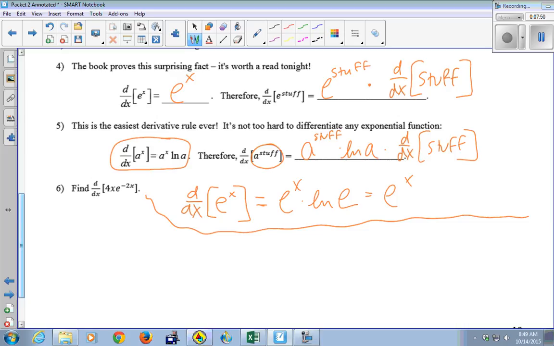Just keep getting e to the x, yeah. It's actually the first question in your group activities. I asked you to find the 100th derivative of e to the x. Good. Yeah, so it's e to the x.